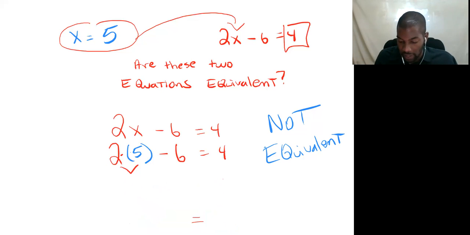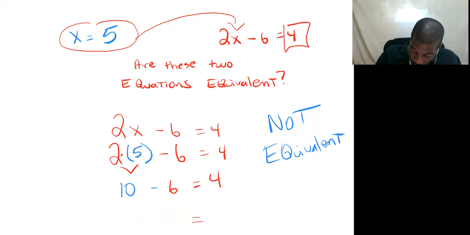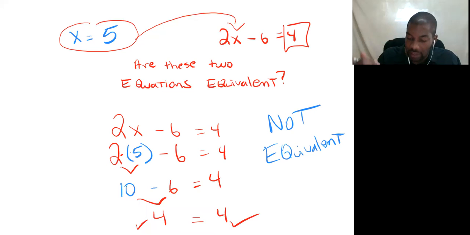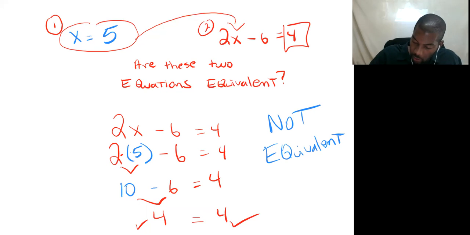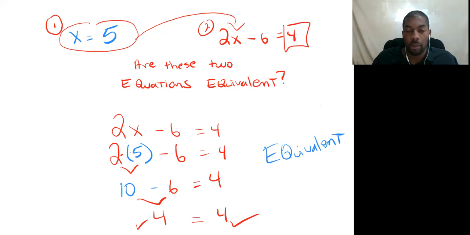Well, 2x minus 6 equals 4. When x is 5, 2 times 5 is 10. 10 minus 6, what does that equal? Does it equal 4? 10 minus 6 is 4. 4 does equal 4, ladies and gentlemen. Therefore, when x is 5, 2x minus 6 does equal 4. Therefore, both of these equations, here's equation 1, here's equation 2, are equivalent because it comes out with true statements.